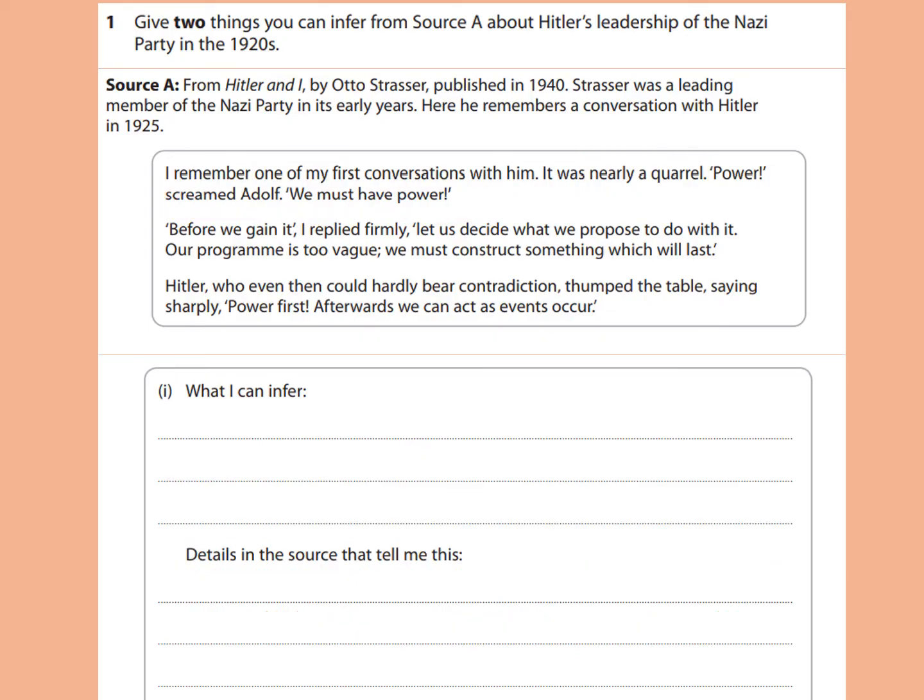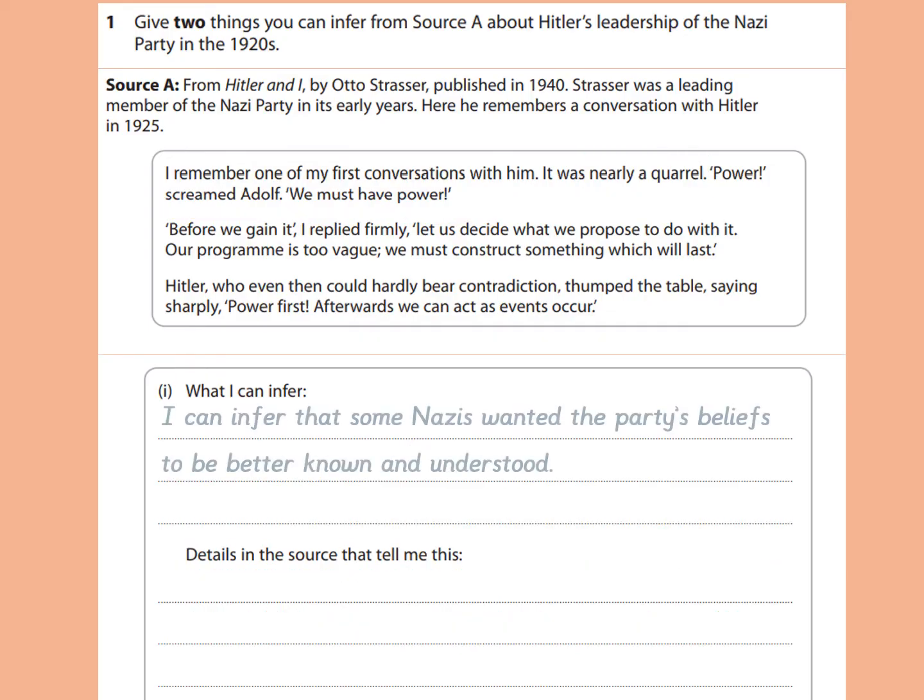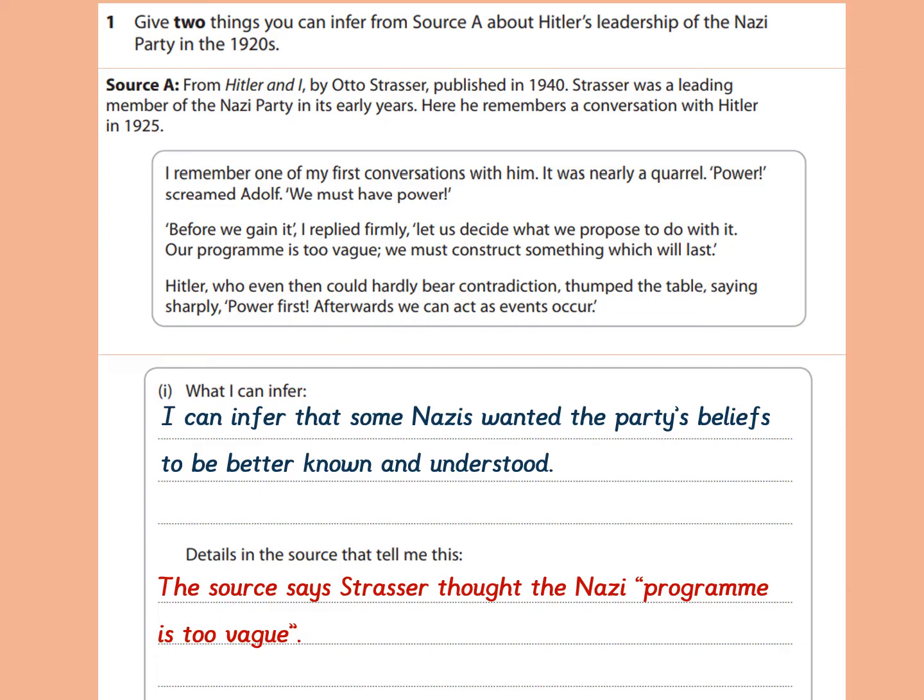What shall I do for my next inference? See what you think of these. I can infer that some Nazis wanted the party's beliefs to be better known and understood. The source says that Strasser thought the Nazi program was too vague. What do you think of this then? Is this correct? I'm afraid not.